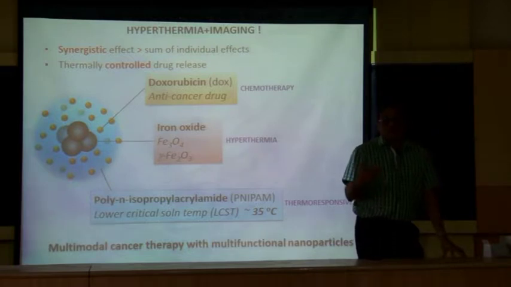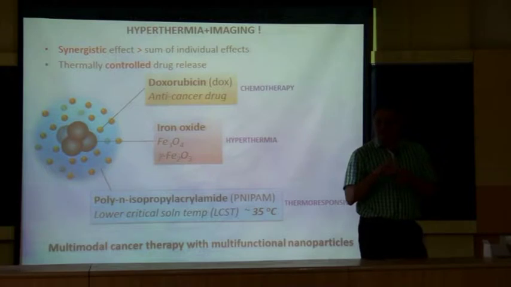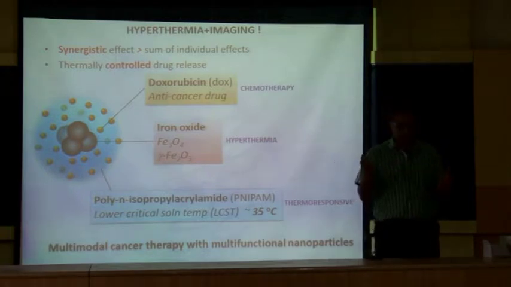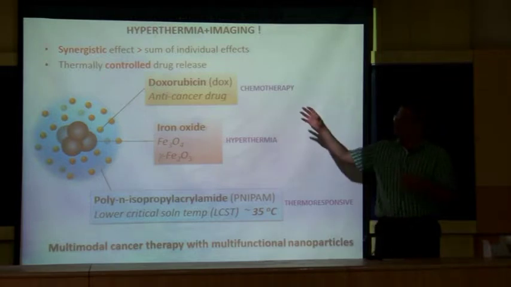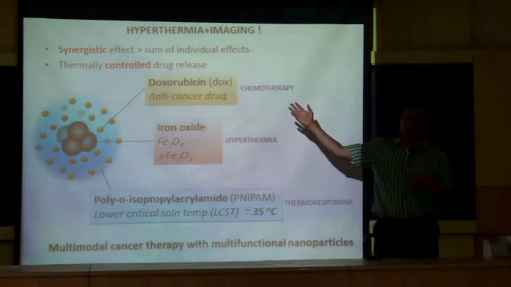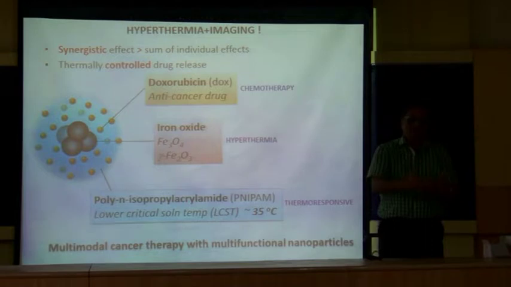Now, a tumor is a leaky system. That means the blood vessels are not very well formed. So once the particles are localized, they will remain in the tumor even after you remove the magnetic field. So now you have the particles in the tumor, and what you can do is you apply this AC magnetic field. When you apply the AC magnetic field, the polymer will collapse and release the drug, which will give you chemotherapy.